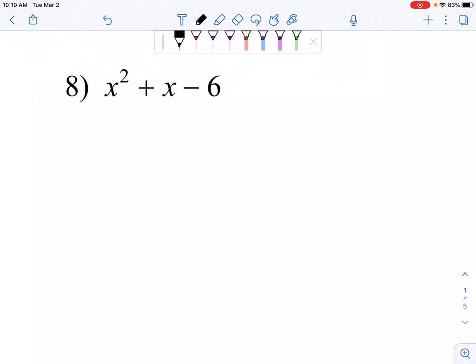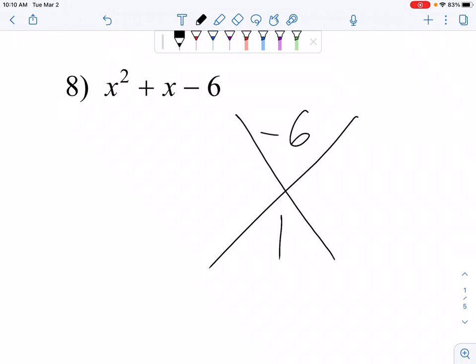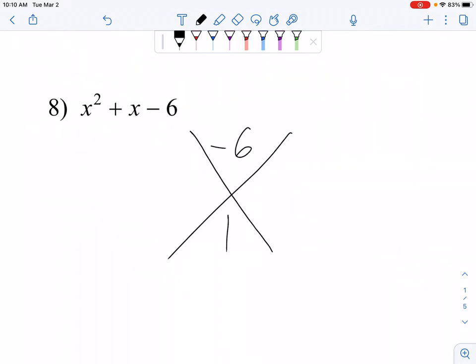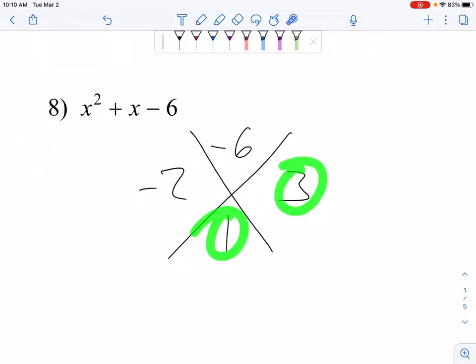Okay, for this one, we have negative 6 and 1. So let's think about it. 2 and 3. And we would have to have a negative 2. Because my bottom number and my big number have to have the same sign.